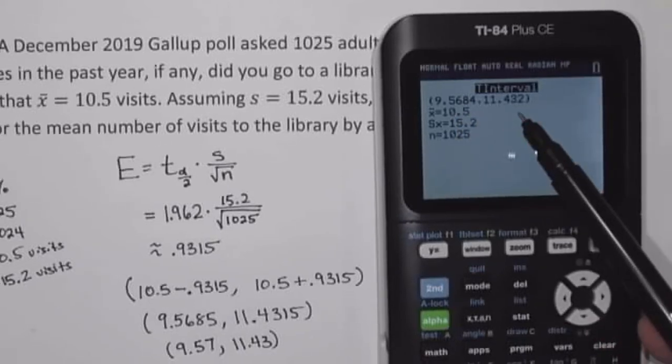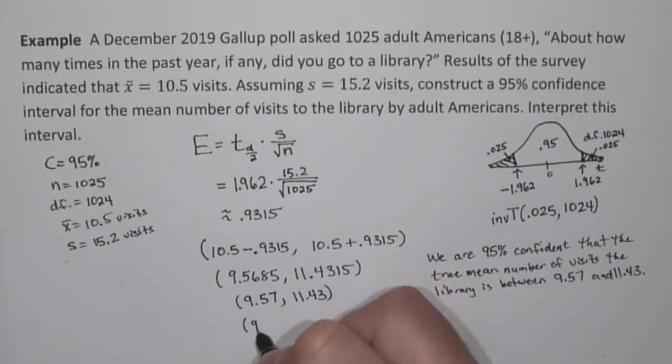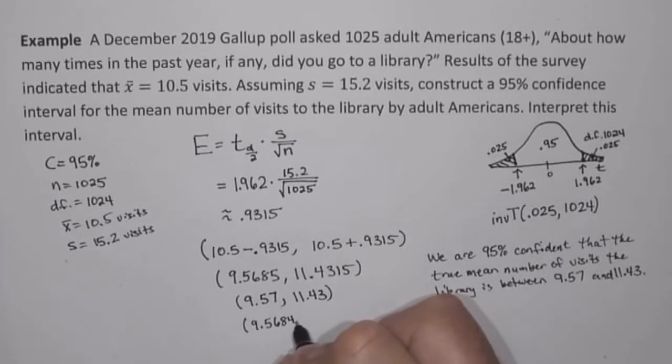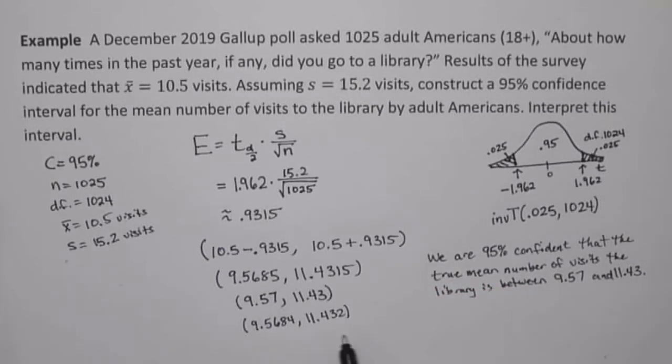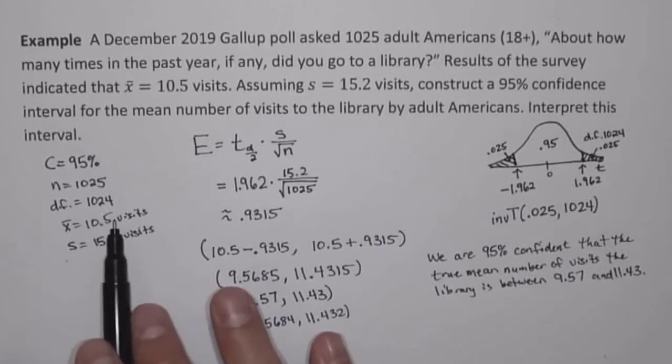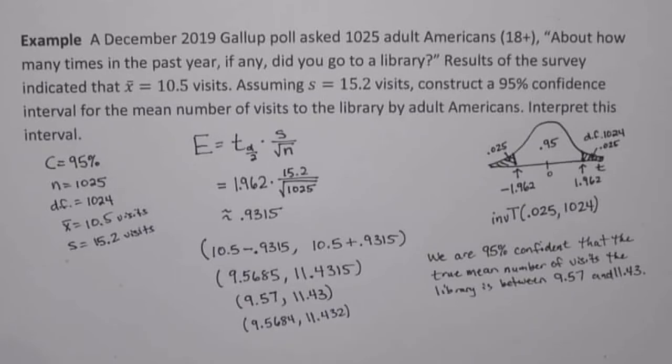So I'm getting 9.5684 to 11.432. So our calculator, again, the result is saying 9.5684 and 11.432. If I round that to two places, that agrees with the results we obtained by hand, 9.57 to 11.43. So we do get the same result using the calculator in this case that we did with the by hand approach. Now I do want to point out that sometimes there can be a little bit of discrepancy depending on the rounding, particularly if we're given rounded values such as this. There can be some discrepancy, but usually it's not significant.